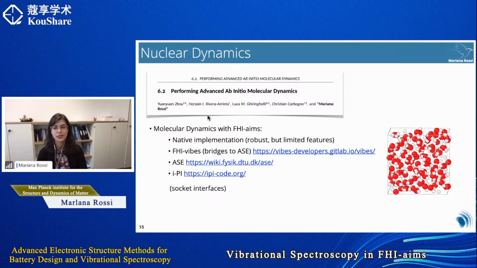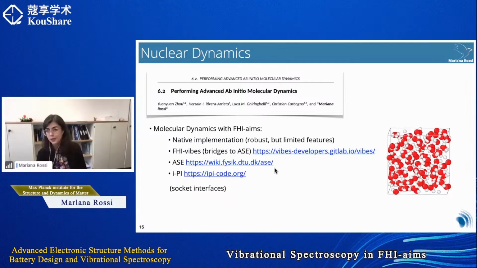barostats implemented, so you cannot do constant pressure simulations, and it's a bit limited in terms of which integrators you can use or which type of things you can do. But it's very robust. If what you need is represented there, then you can of course use that. FHI-vibes bridges to ASE, so it actually uses the ASE molecular dynamics module to do also molecular dynamics with FHI-aims, so you can also do that.